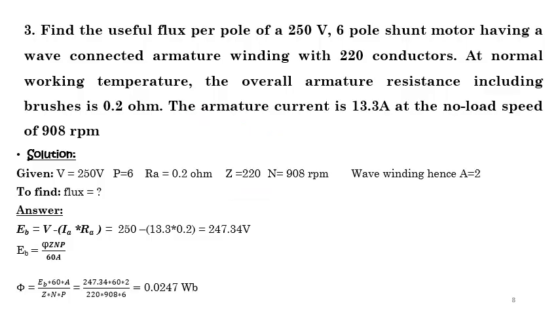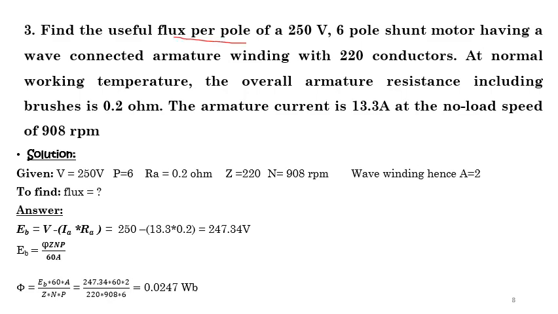Find the useful flux per pole of a 250 volt, 6 pole shunt motor having a wave connected armature winding with 220 conductors. At normal working temperature, the overall armature resistance including brushes is 0.2 ohm. The armature current is 13.3 amps and the no load speed is 908 rpm. So what is given? You have to calculate the useful flux per pole.